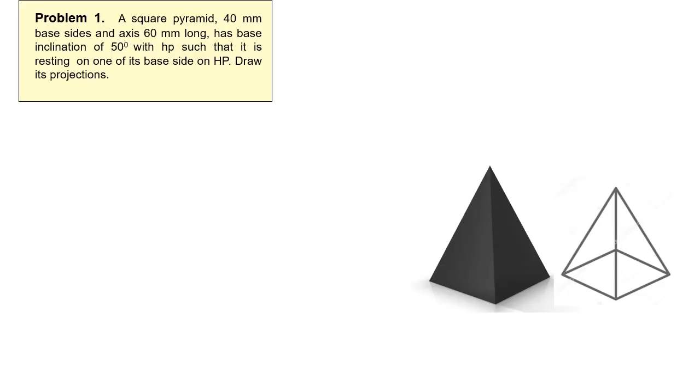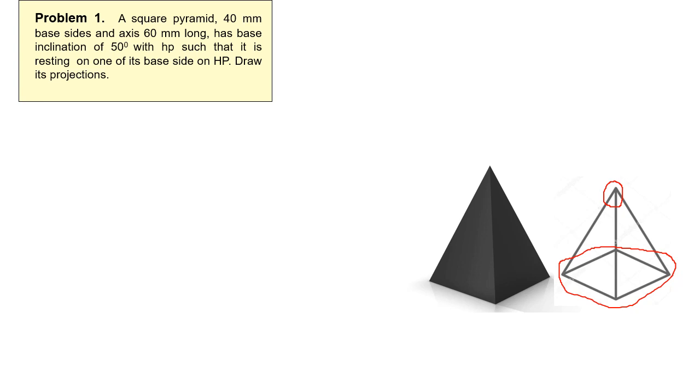So we will start with a very basic geometry, that is square pyramid. As you can see, a square pyramid is nothing but a base that is square. This base is square, and it is connected to the apex with the help of four slant edges. So if you see from top, you will get a square, and the front view depends upon the orientation.